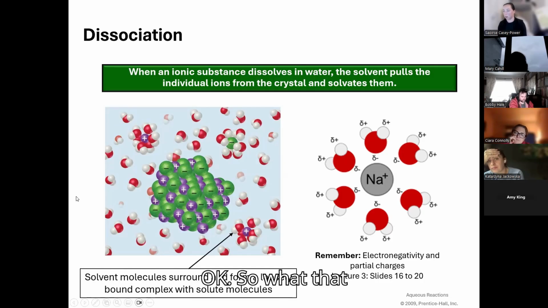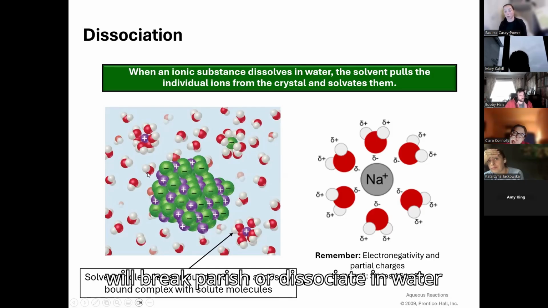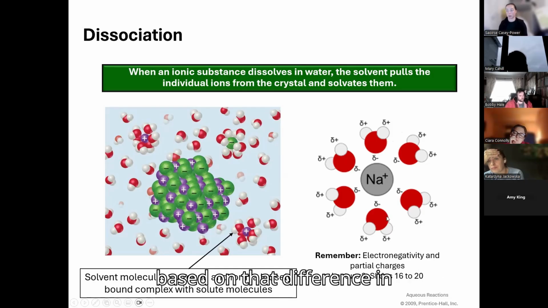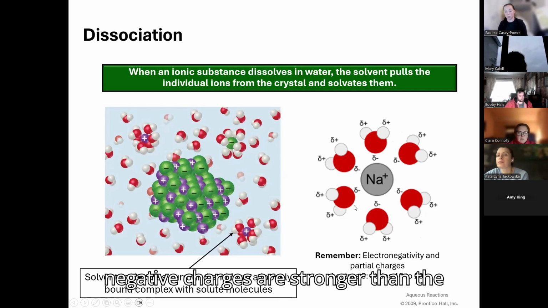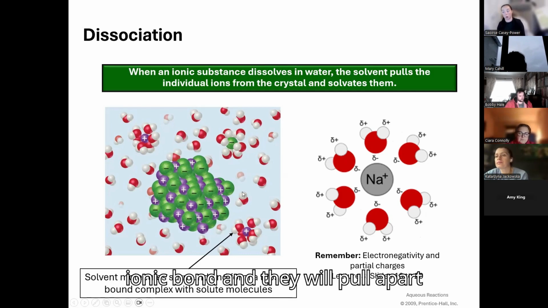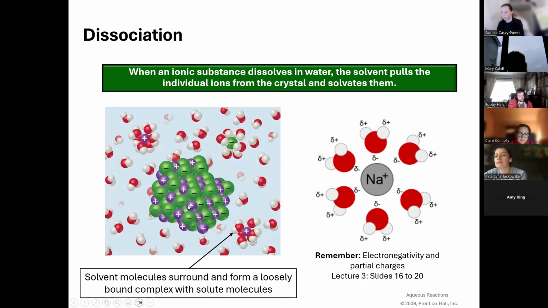So what that process is called is dissociation. Your ionic bond will break apart, or dissociate, in water based on that difference in electronegativity. These electronegative charges are stronger than the ionic bond, and they will pull apart that crystal lattice that's formed in an ionic bond.